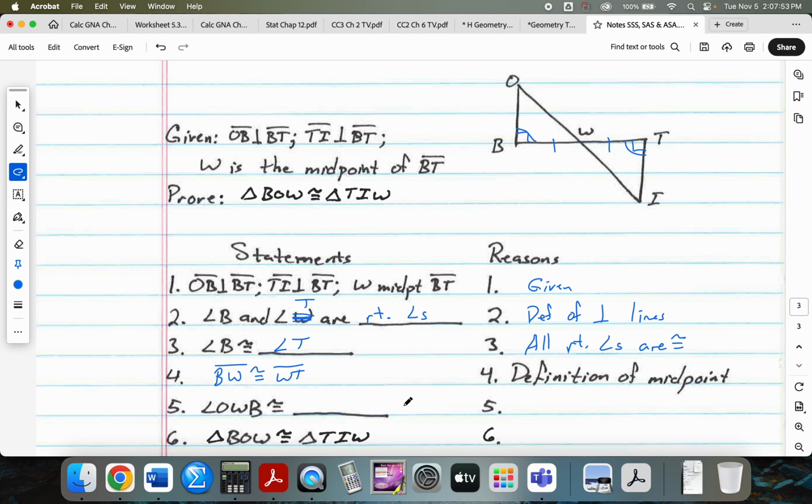And then it gives you a pretty big hint as to what to do next. Angle OWB, that's this angle, I'm going to mark it with 2 arcs, is congruent to, well, it's got to be this angle, because what kind of angles are those? Yeah, they're vertical angles. Angle IWT. Because vertical angles are congruent.